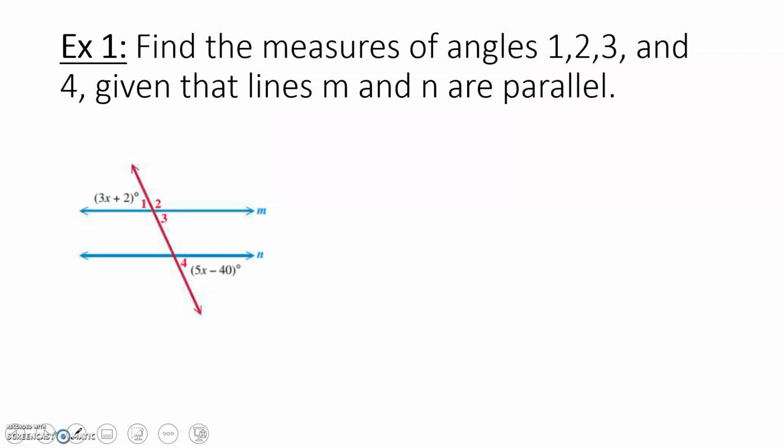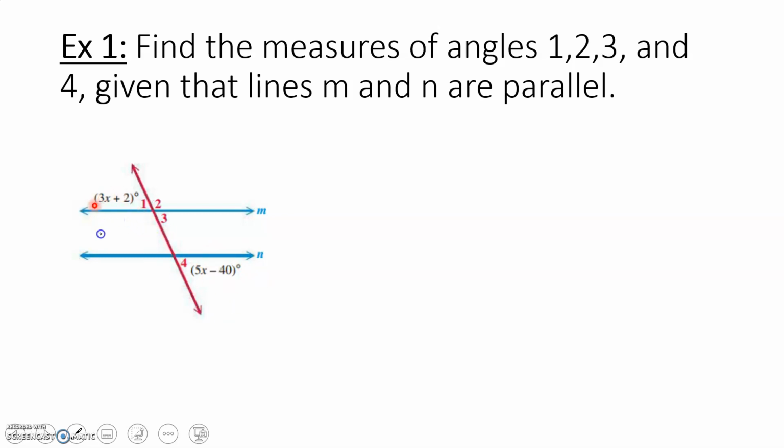So here's an example. We want to find the measures of angles 1, 2, 3, and 4, given that lines M and N are parallel. So M and N are parallel. Here's our transversal line that cuts through. It lets us know that angle 1 is 3x plus 2 degrees and angle 4 is 5x minus 40 degrees.